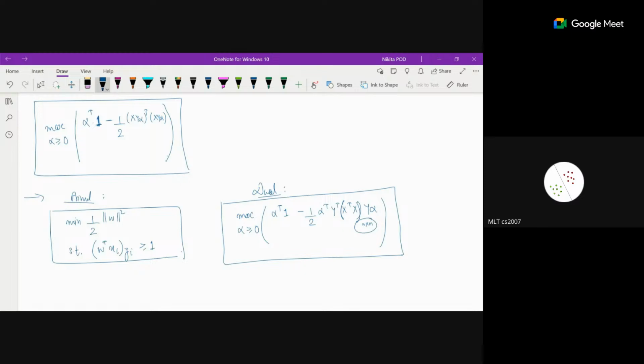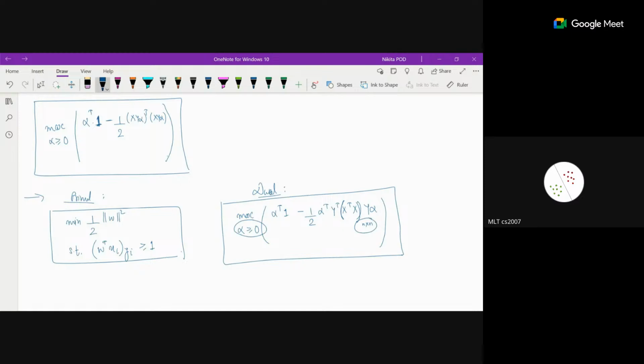Then the second thing is that in my dual problem, the constraints are easier. In the dual problem, now your constraint is that my alpha I should be greater than equal to 0. That's all. But when I look at my primal problem, my constraint is that my W transpose Xi Yi is greater than equal to 1. That is a little difficult, right, to solve for. So in this way also it is helping us.